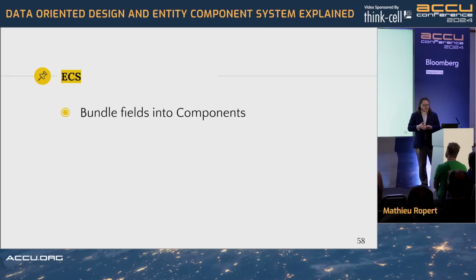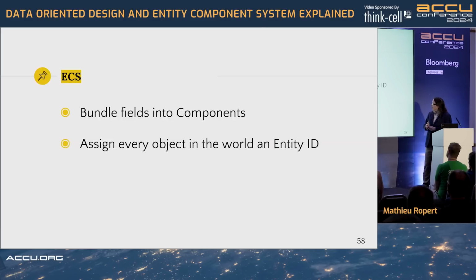So the idea of ECS, or entity component systems, is we bundle like fields in components. So for example, positions would be a component. All the positions, my vectors of positions, would be the position components. My velocity would be a component. My HP would be a component.